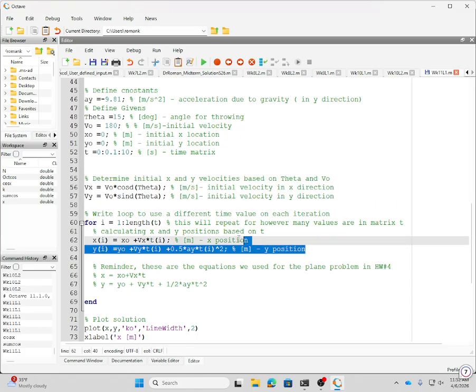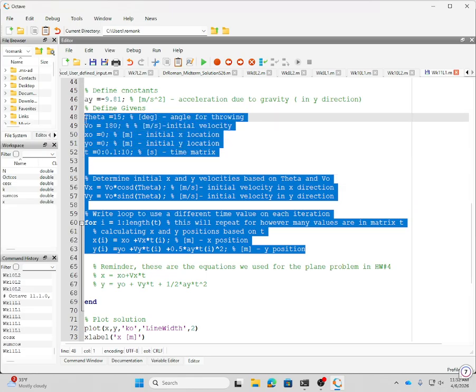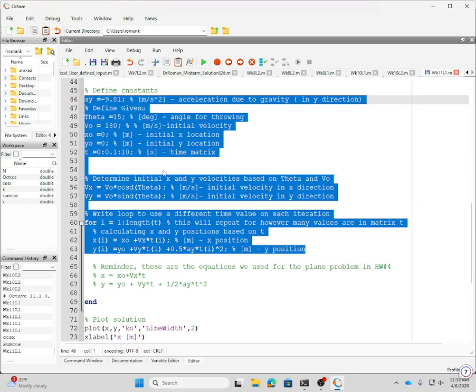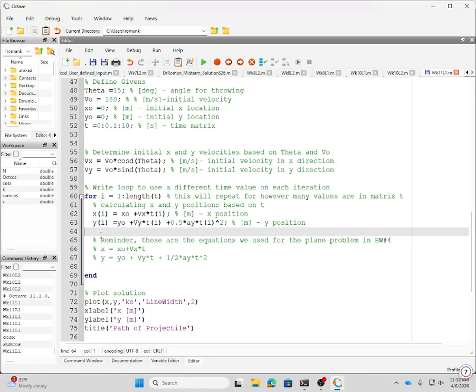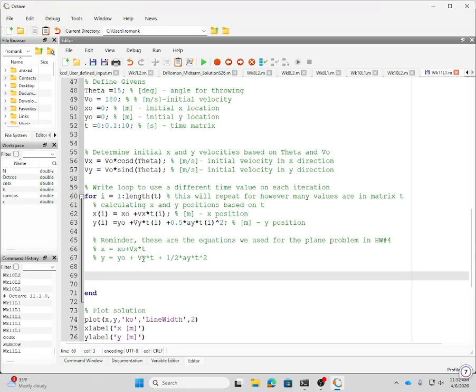Okay, I'll be keeping all these things as they are. So first the variables are defined, then the vx, vy, and then the x and y. Okay, as it is. And then just before the end, I'll be doing this plotting.